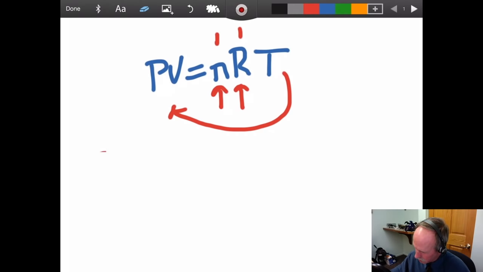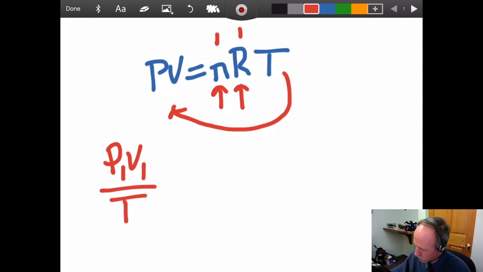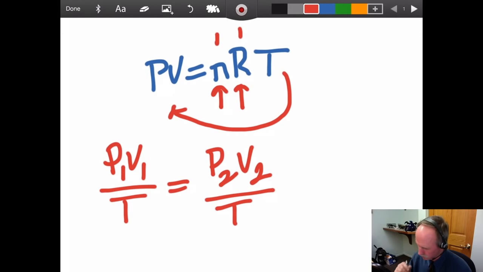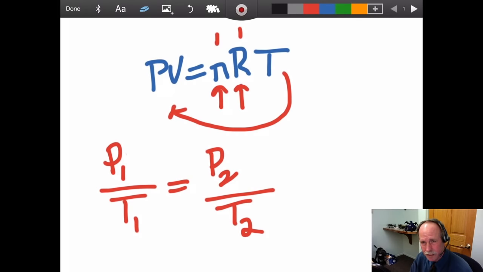Now, again, we have P1 V1 over T1 equals P2 V2 over T2. Now, what if we hold the volume the same? What do we have then? That's Gay-Lussac's law. Pretty easy, huh? So that's an easy way to remember it.